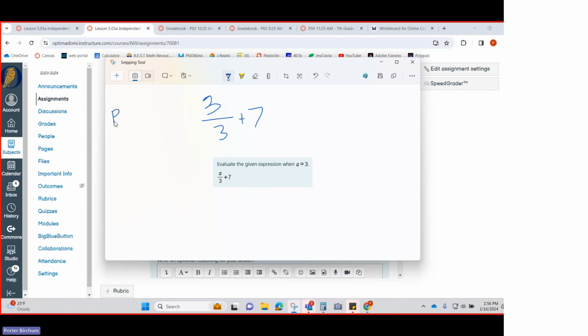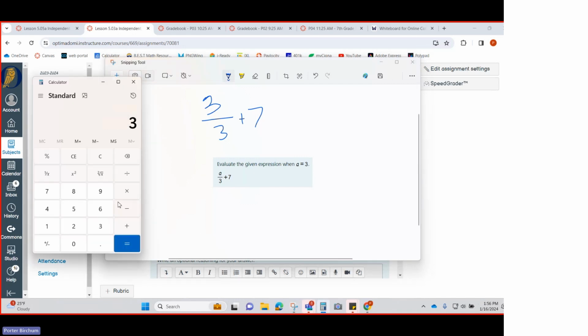I don't know what to do first. Do I do 3 over 3, which means 3 divided by 3? So do I do the divide first or the plus first? I'm going to write our PEMDAS map here. This tells us what to do first. Looks like D for divide comes before the A for add. So we divide first. So 3 divided by 3.